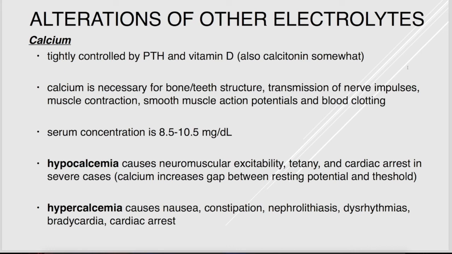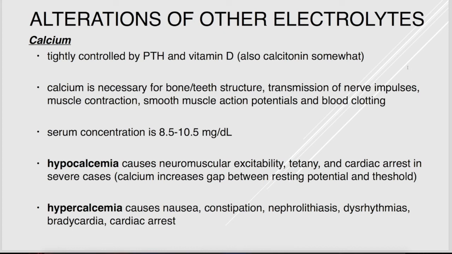Hypocalcemia causes neuromuscular excitability. So I talked about Trousseau's sign and things like that. It causes neuromuscular excitability, and that's because calcium actually increases the gap between resting potential and threshold. I will talk about that more when we talk about the nervous system. Okay, so neuromuscular excitability, tetany, which is basically involuntary muscle contraction, sometimes to the point of paralysis. And cardiac arrest can occur in both hypocalcemia and hypercalcemia. Okay.